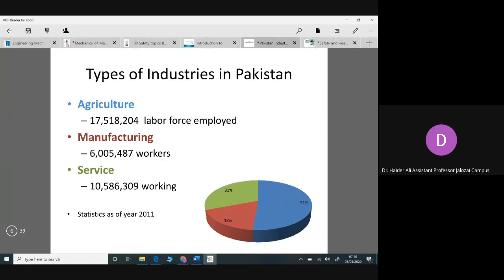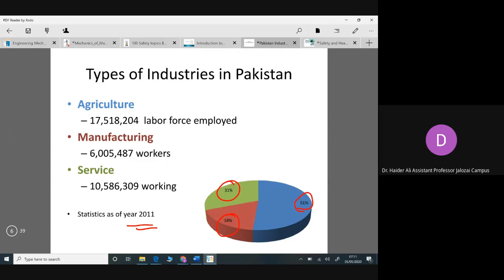Okay, let's look at some of the types of industries in Pakistan. Again, this data is from the year 2011, so it's not very recent. But if anybody is interested, you can always look it up. In agriculture, the labor force employed was 17,518,204, so 17.5 million. Then in manufacturing, it's 6 million. In service, 10.5 million, which makes agriculture 51% of the employed population. The service industry makes 31%, and manufacturing makes 18%.